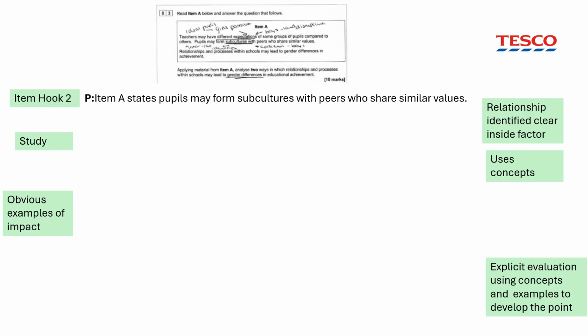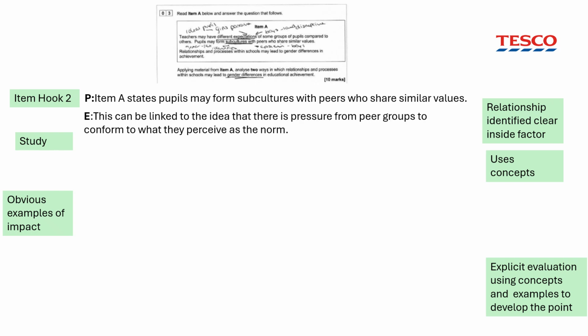So you'll notice the first thing they've done is item A states, and they have quoted from the item. So that's ensuring the examiner can tell that they have used the hook. Explain what you mean then. So this can be linked to the idea that there is pressure from peer groups to conform to what they perceive as the norm. So they're unpacking peer pressure.